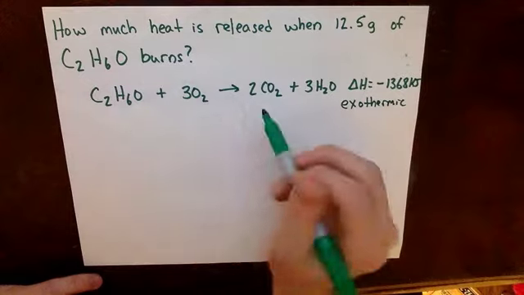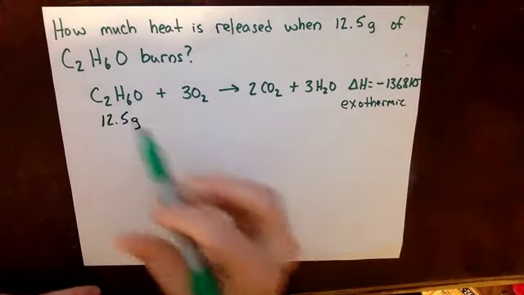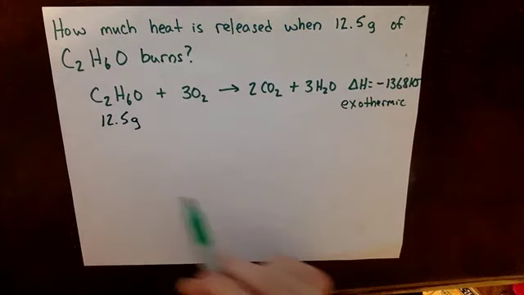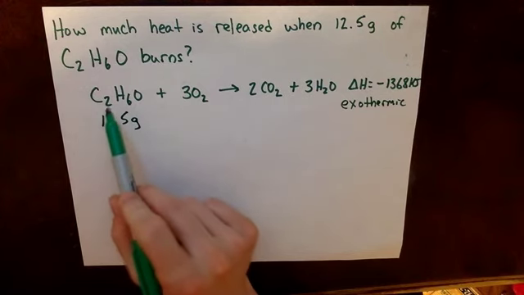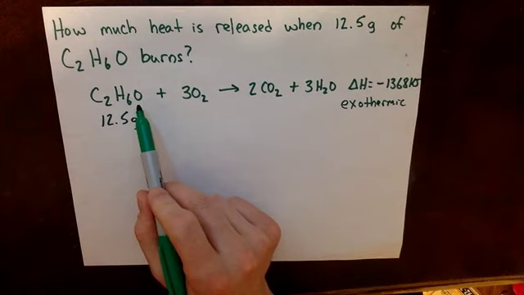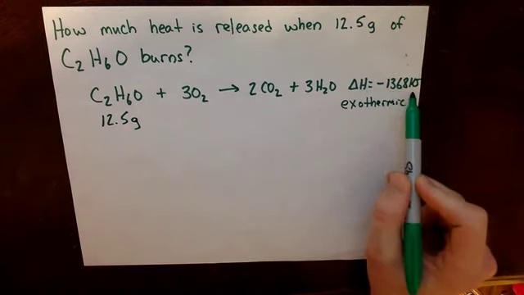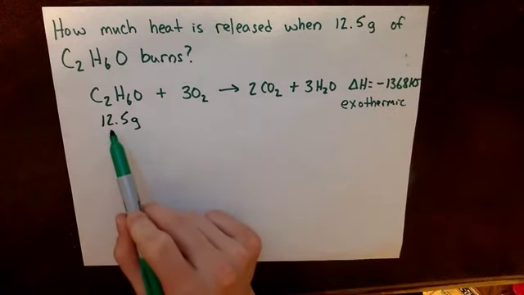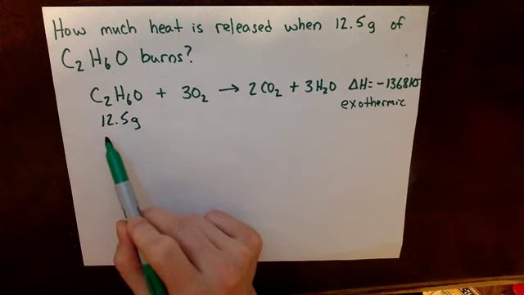Now, it tells us that we have 12.5 grams of C2H6O combusting. According to the coefficients here, since there's an imaginary 1 out front, for every 1 mole of C2H6O that combusts, it releases 1,368 kilojoules. Well, we don't know how many moles of C2H6O we have, but we do know how many grams of it we have.